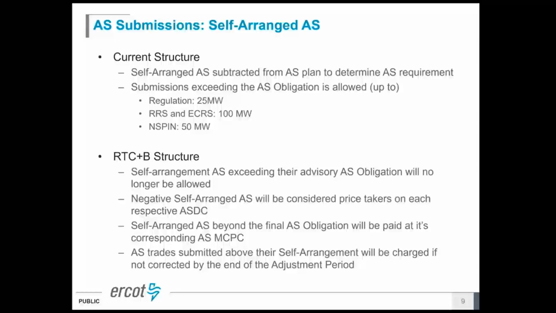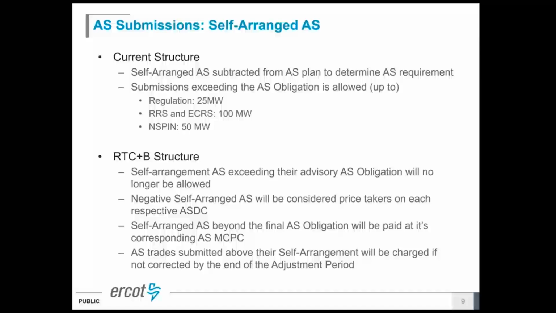In the current structure, self-arranged AS is subtracted from the AS plan to determine the AS requirement. Market participants have the ability to exceed their AS obligation up to 25 megawatts for regulation, 100 megawatts for RRS and ECRS, and 50 megawatts for non-spin. In the RTC+B era, submitting over your AS obligation will no longer be allowed. Negative self-arranged AS submissions will be considered price takers for each respective ASDC. If self-arranged AS quantities exceed the final AS obligation, the QSE will be paid its corresponding AS MCPC.